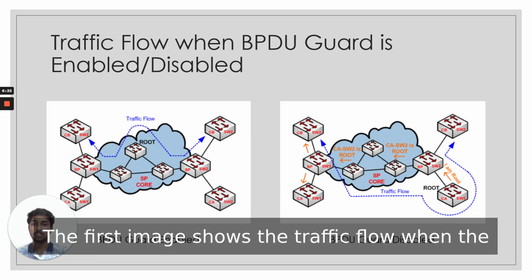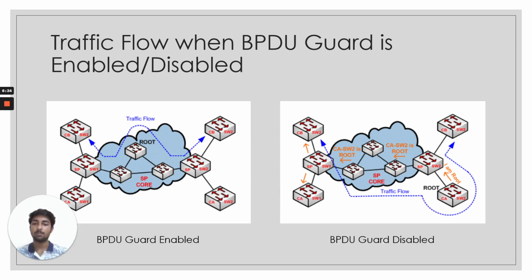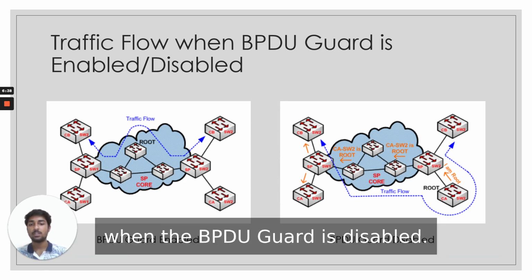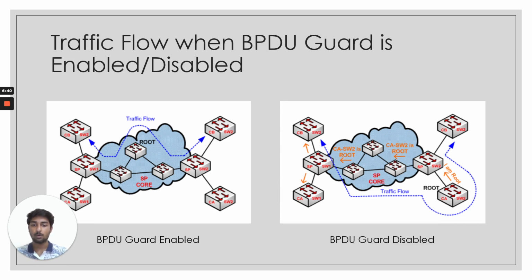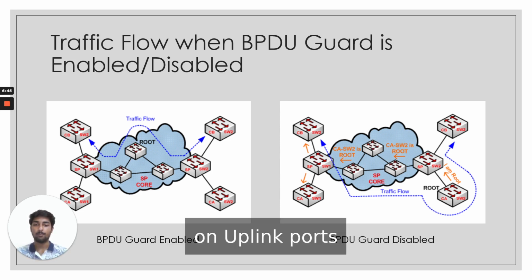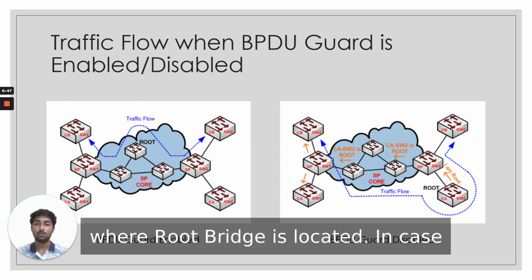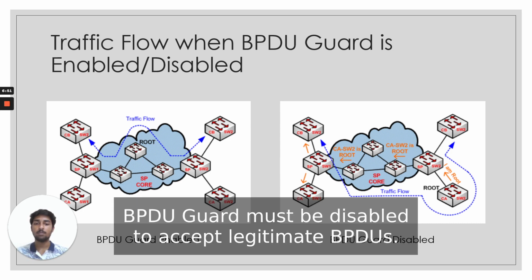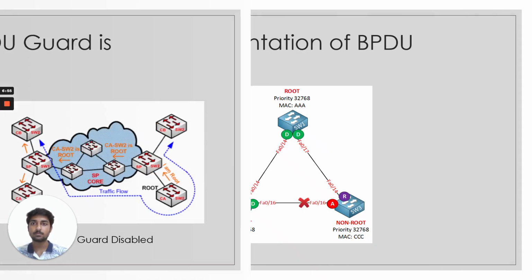The first image shows the traffic flow when the BPDU guard is enabled, while the second image shows the traffic flow when the BPDU guard is disabled. Also, BPDU guard should never be implemented on uplink ports where the root bridge is located. In case of multiple uplinks, BPDU guard must be disabled to accept legitimate BPDUs.